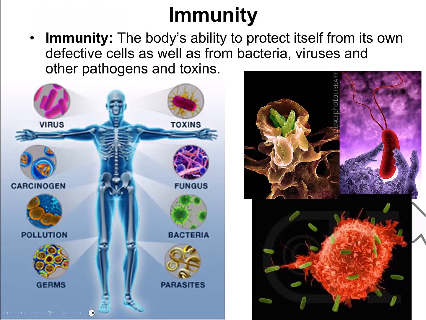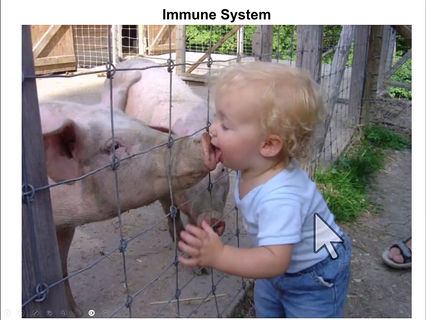So in dealing with immunity, this is the body's ability to protect itself from its own defective cells, as well as from bacteria and viruses and other pathogens and toxins. Here we have a young child who's kissing a pig, and don't worry because that young child has a fantastic immune system to protect it from any type of microorganisms that come across and possibly infect that child. The pig died a few days later, but the child is fine.